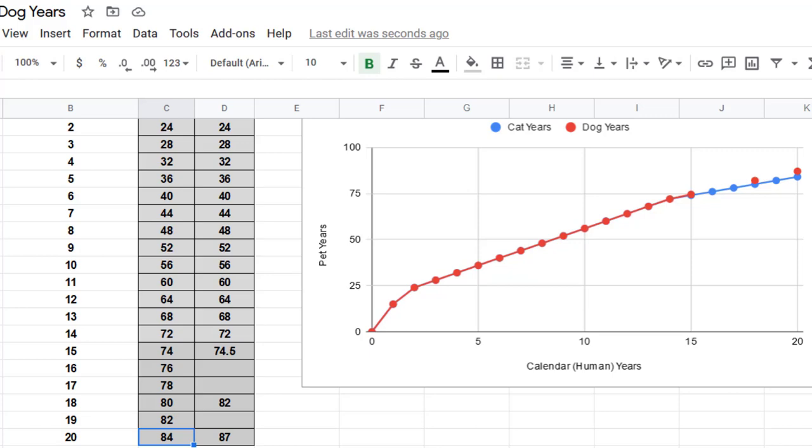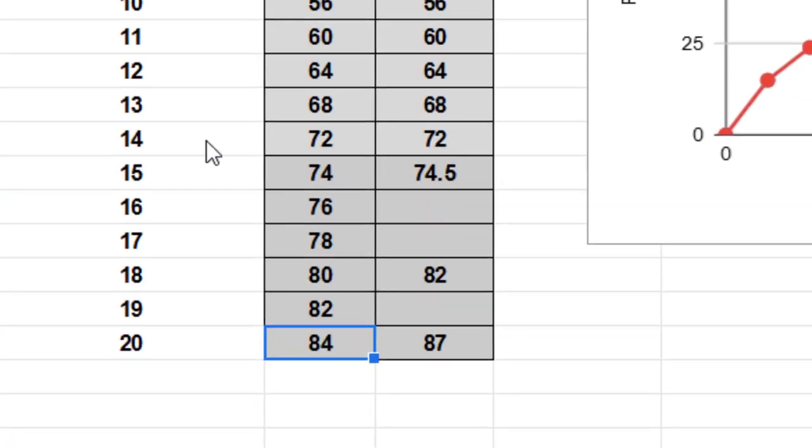Dogs are a little bit trickier, but I think more fun too. From 14 to 15, dogs pick up 2.5 years. From 14 to 18, they pick up 10 years. Now that might not seem as obvious as the previous one, but it is, because they pick up 2.5 dog years each calendar year.